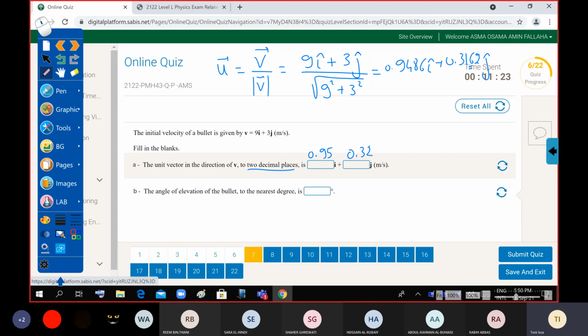When they say angle of elevation, it means they want you to find this theta, which will be tan minus 1. Let's check. Is x positive? Yes, it is 9. So it will be directly y over x, which will be 3 over 9. And then what do we get here? You will get 18.43 degrees. What did they say? Nearest degree. What should you substitute? 18 degrees when we round.